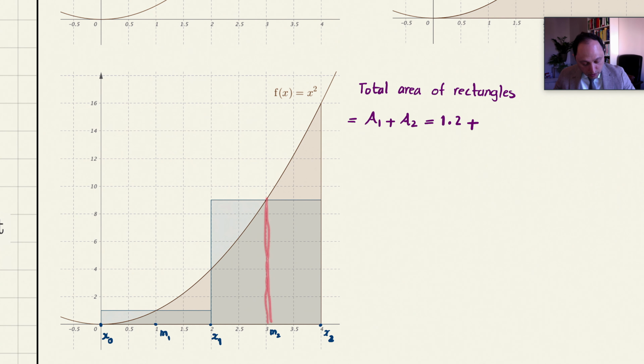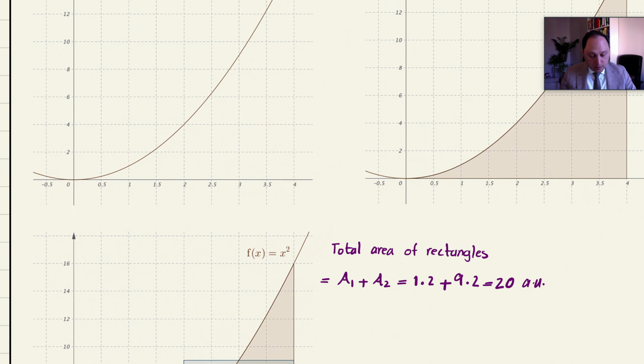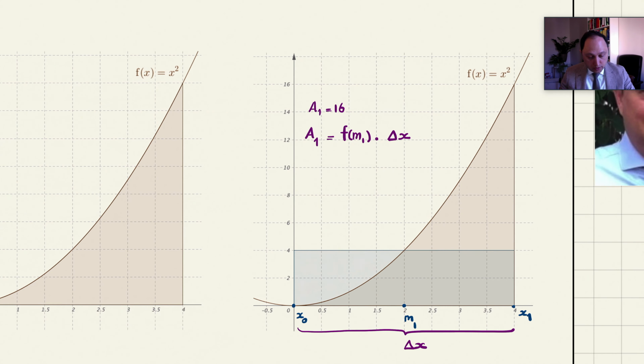It is 9. Why? Because if I put 3 into the function, it becomes 9. It is also clear in this picture, but you should not rely on the picture only. You should be able to calculate these things analytically. So I have to write 9 times 2. And then it becomes how much? 2 and 18, 20. Area units. So this is the one that I got, but let me write something similar to this one as a formula.